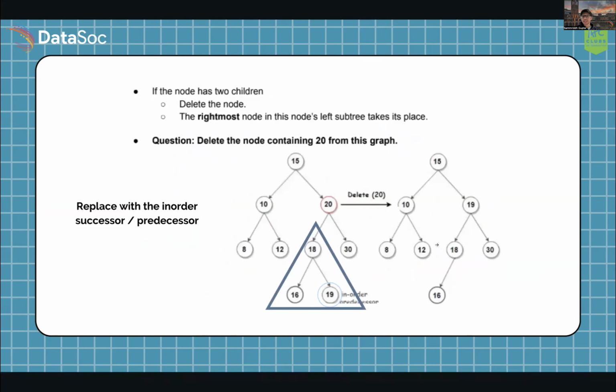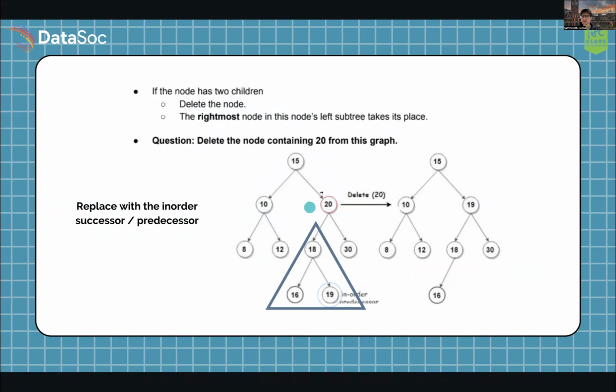The third case is where we need to be a little more careful, which is when the node has two children, right? So what you need to do is delete the node and then you replace it with the in order successor or predecessor, depending on the kind of tree, right?